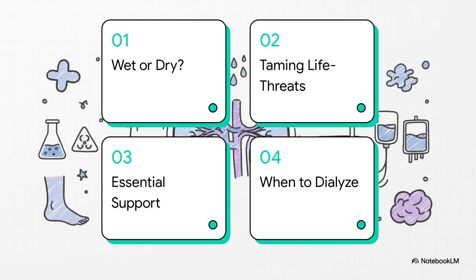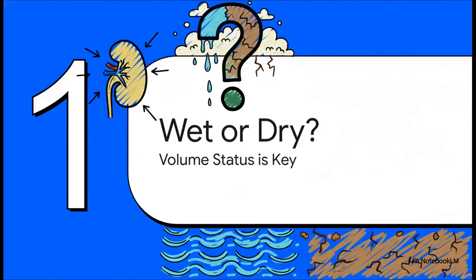So here's our game plan. We'll start with the most basic, most fundamental decision you have to make. Then, we're going to tackle the two big killers in AKI: high potassium and severe acidosis. After that, we'll touch on something really important, nutrition. And we'll wrap it all up with a super high-yield mnemonic that I promise you will use for the rest of your career. Okay, let's get right into it.